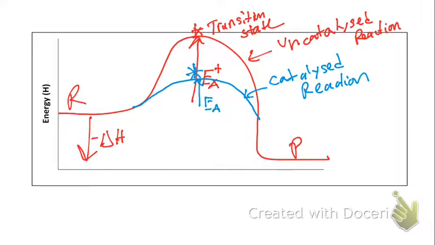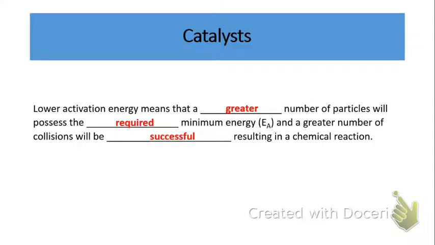Okay? So the lower activation energy means that a greater number of particles will possess the required minimal energy, and a greater number of collisions will be successful, resulting in a chemical reaction.